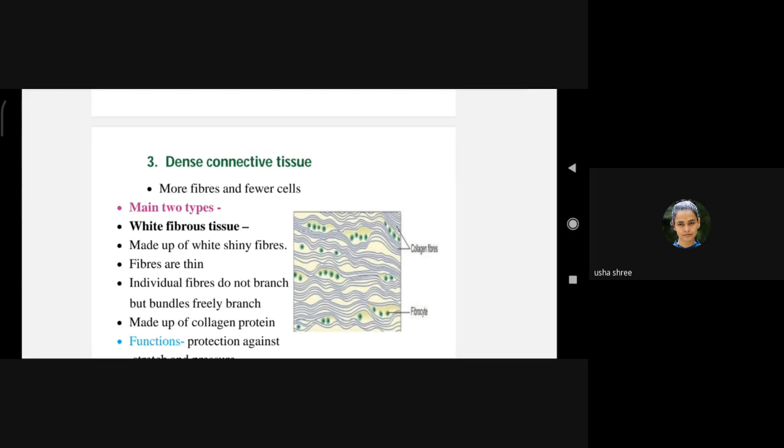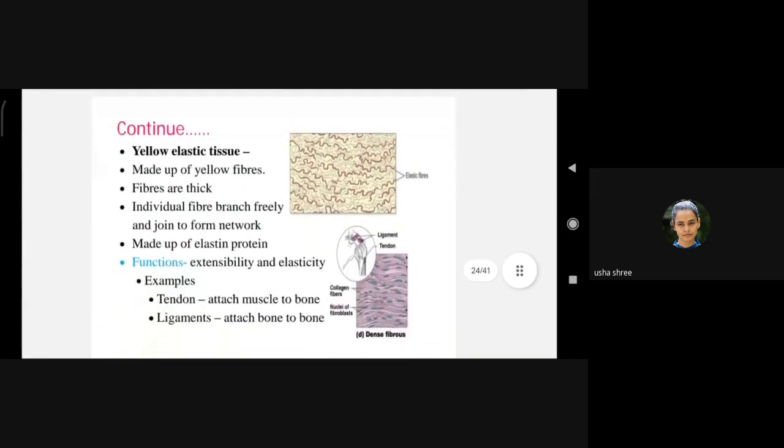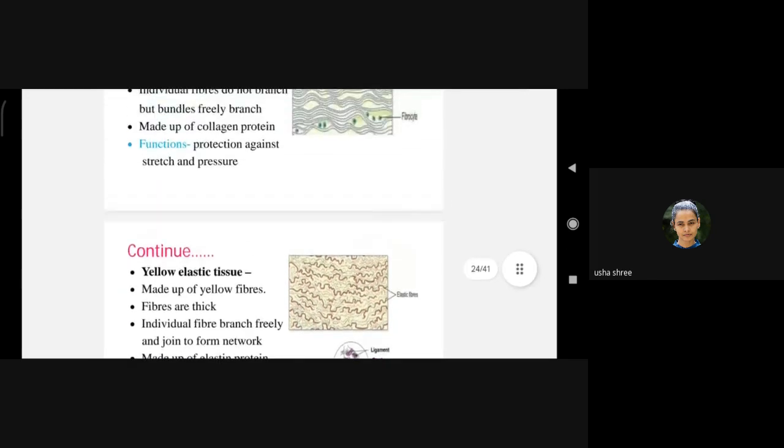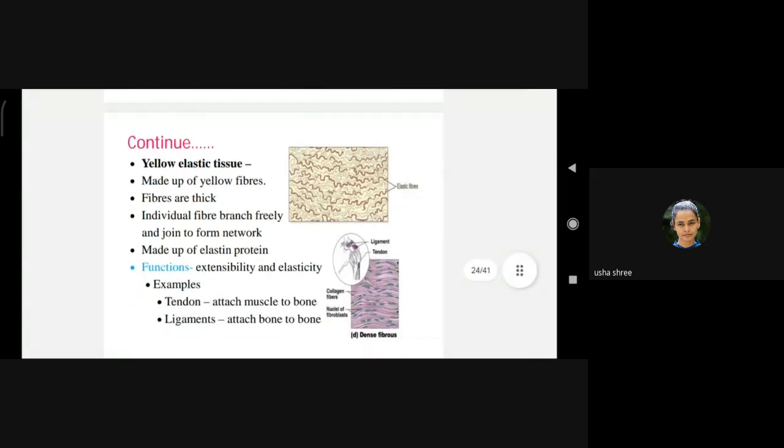Anyone? Elastin. Yeah? Elastin protein. Yeah, very good. And the functions are a little different. White fibers protect against stretch and pressure, and yellow fibers provide extensibility and elasticity. Yellow fibers are extensible and elastic.